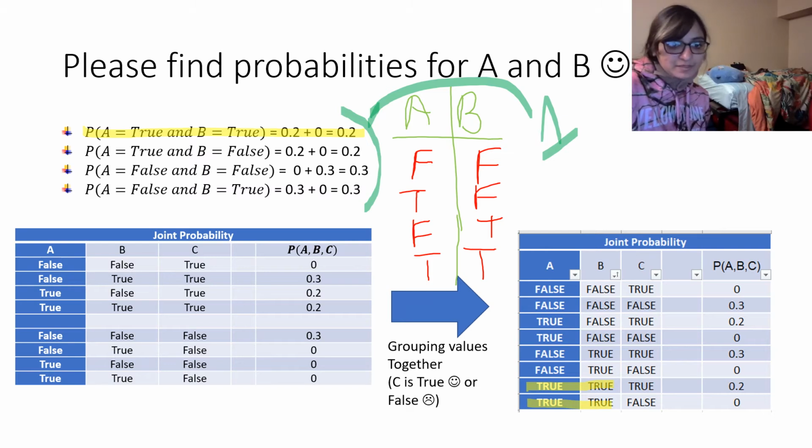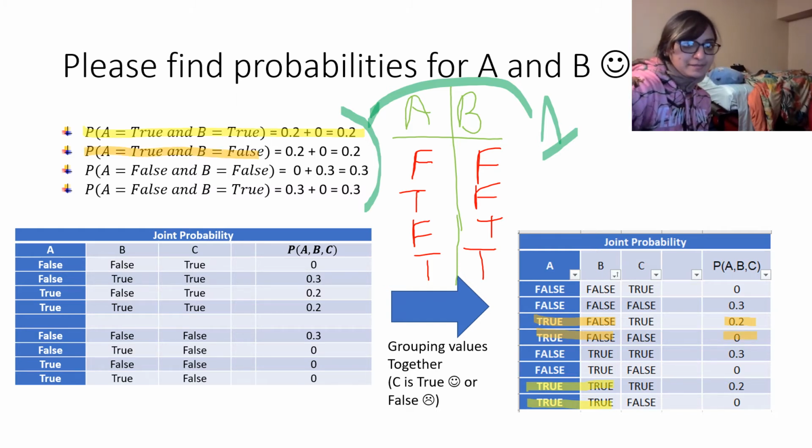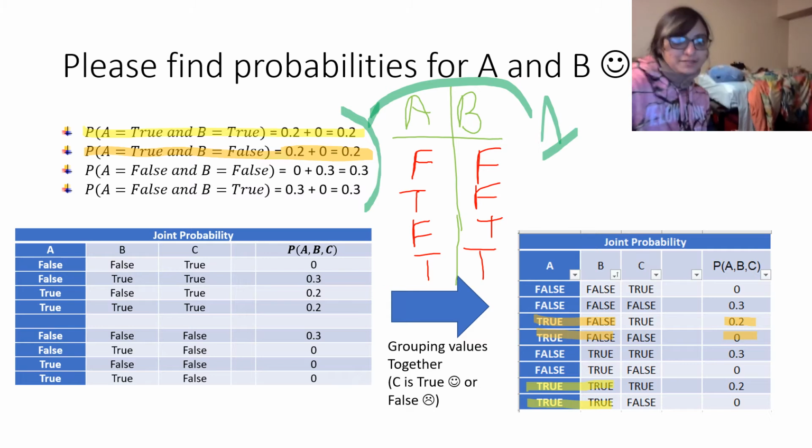So that's what we see here. And then now we want to see the probability A is true and B is false. So A is true and B is false. So that will give this to us here. A is true and B is false. That'll be like 0.2 plus 0. So that's what we have here, which is 0.2.